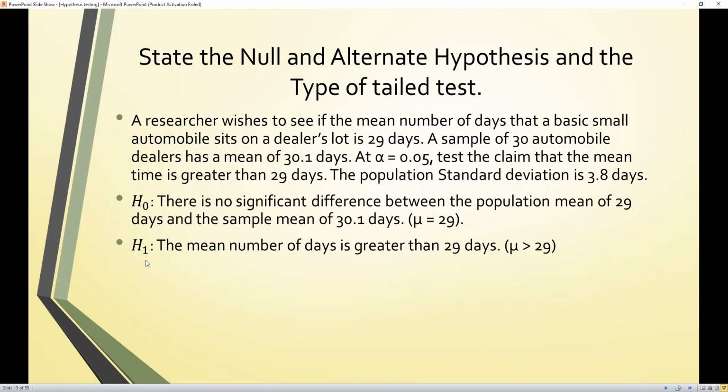That is our alternate hypothesis. So we can only say this. We can only say that the mean number of days is greater than 29 if we can prove that 30.1 days is significantly higher than 29 days. Then we can say that the mu should be greater than 29. Right? And because of that, this is a one-tailed test, and specifically a right-tailed test because of the greater than.